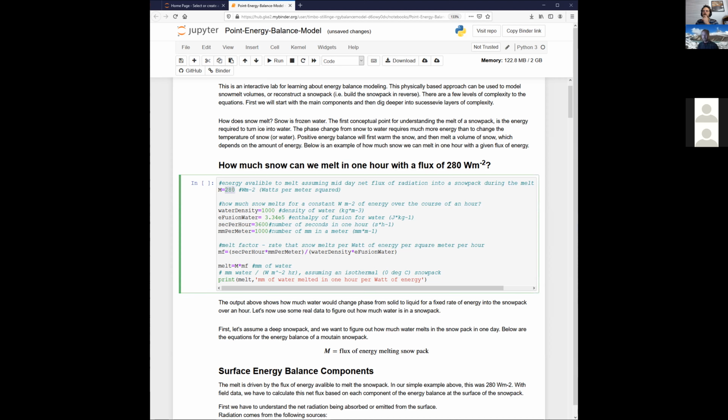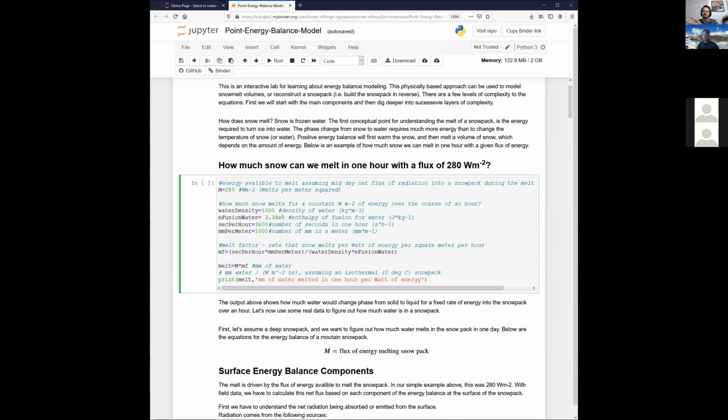First, this is how much energy is available to melt the snow, in watts per square meter: 280. And then we need to know a few things about water to know how much energy it takes to melt it. We need the density of water, which is 1,000 kilograms per cubic meter. We also need the enthalpy of fusion for water. This is basically what I was talking about before. It's how much energy it takes to turn 1 kilogram of snow into 1 kilogram of water, and that is 3.34e5 joules per kilogram.